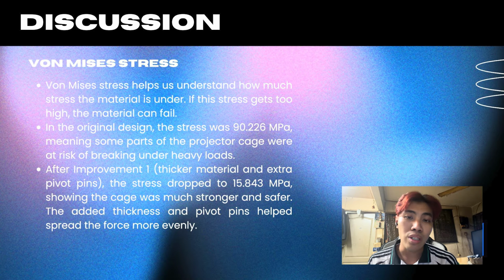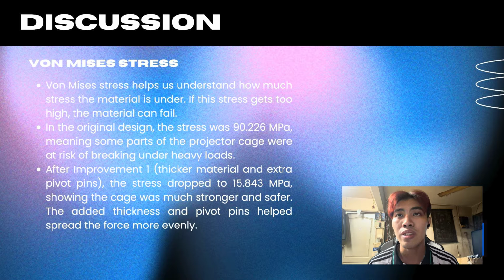Discussion. Von Mises stress. Von Mises stress helps us understand how much stress the material is under. If this stress gets too high, the material can fail. In the original design, the stress was 90.226 megapascal, meaning some parts of the projector cages were at risk of breaking under heavy loads. After improvement 1, thicker material and extra pivot pins, the stress dropped to 15.843 megapascal, showing the cage was much stronger and safer. The added thickness and pivot pins helped spread the force more evenly.